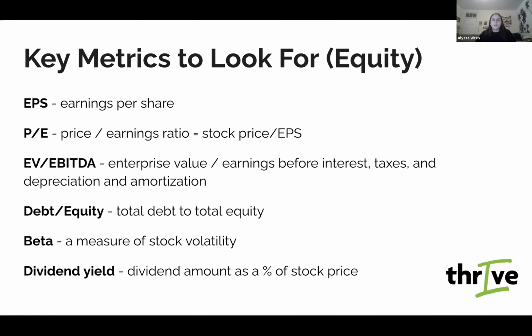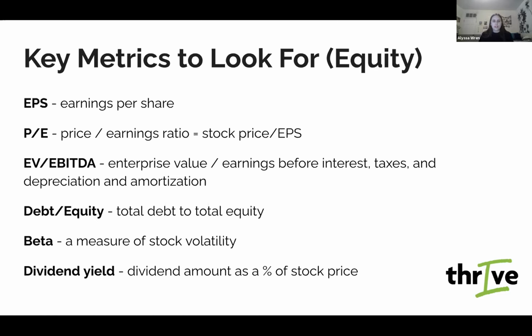Oftentimes when a public company has earnings upcoming, analysts will release their estimates of what they think earnings per share is going to be. Then depending on what the company actually reports for earnings per share, you're going to see either huge jumps or drops in the stock price if they beat or do worse than this estimate. So it has a pretty big effect on the overall stock price.